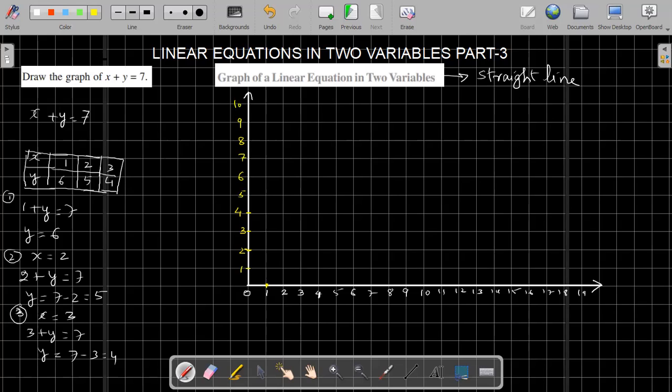Okay. Now we have 3 points. Number 1 point. This is (1, 6). We have 1 and 6. The first point is 1 and 6. Let it be A.